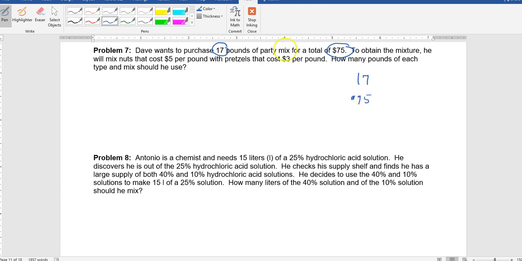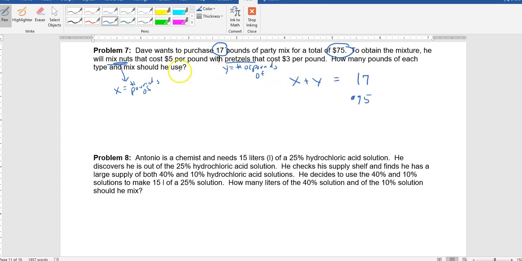Well, we have in the problem here, we have mixed nuts. So let's say X is going to be equal to the number of pounds of the mixed nuts. And then we have pretzels. So Y is going to be the number of pounds of the pretzels. So if we add them both together, we get 17 pounds total once we're done.